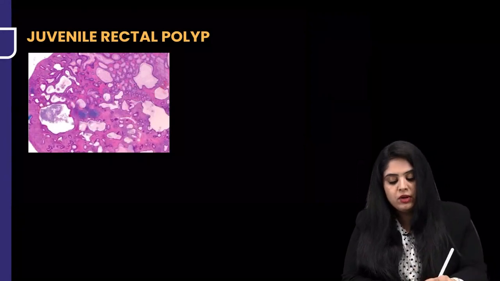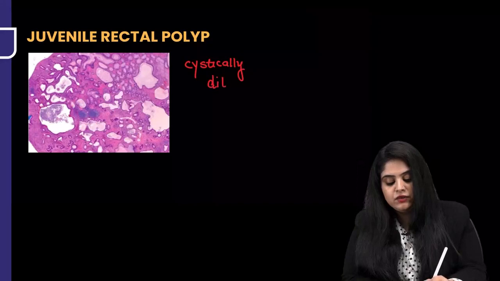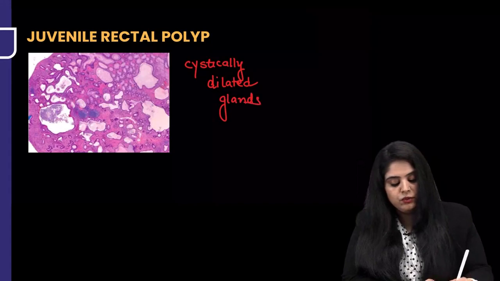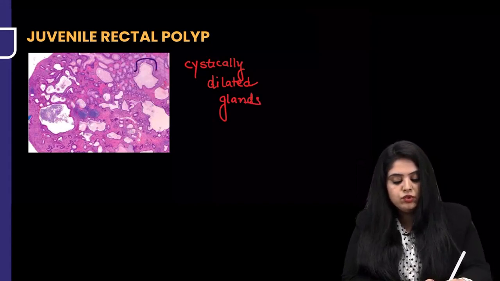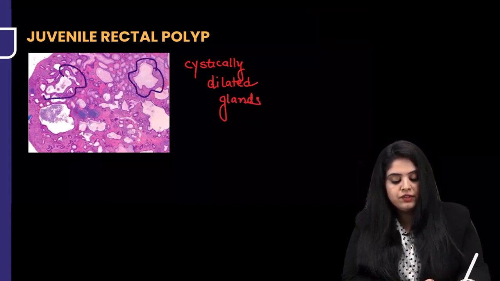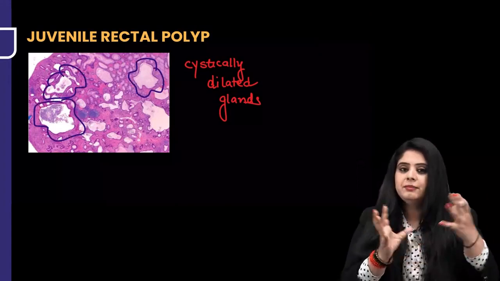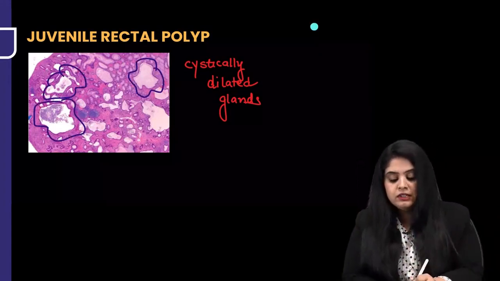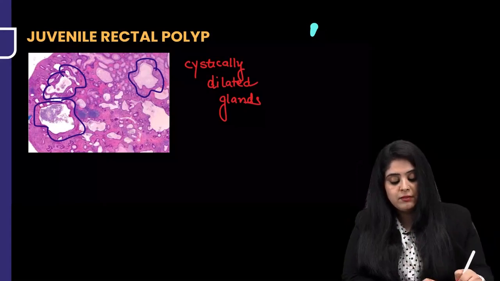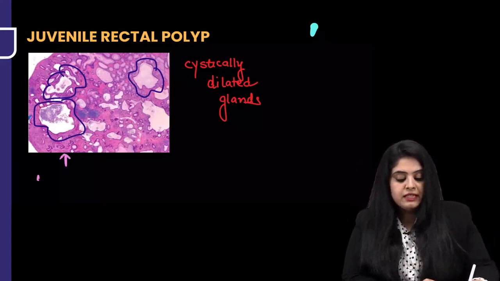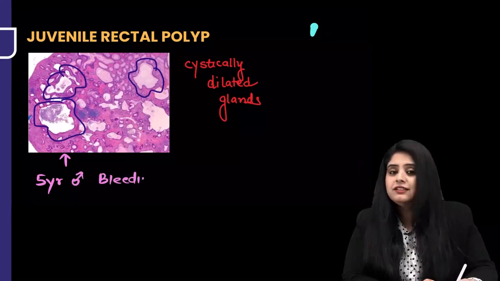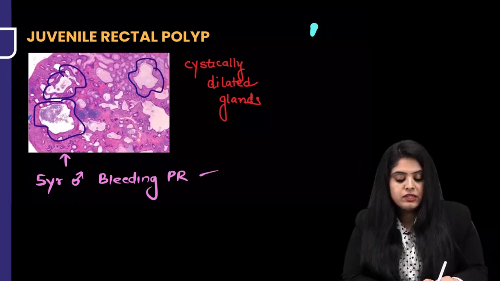So juvenile rectal polyp is going to show you cystically dilated glands. All of you can appreciate these huge glands over here and over here. They are all cystically dilated, meaning big glands. And let me tell you, this was a NEET PG question that came in first time. This same picture, they'll give you a 5-year-old boy and the 5-year-old boy has bleeding PR, and the same picture came. This was a question that came in NEET PG 2019.